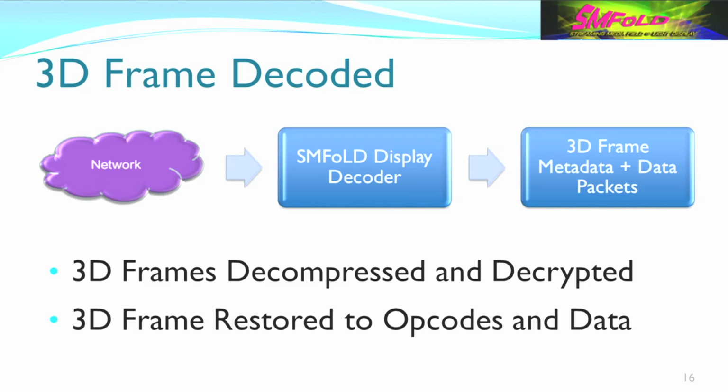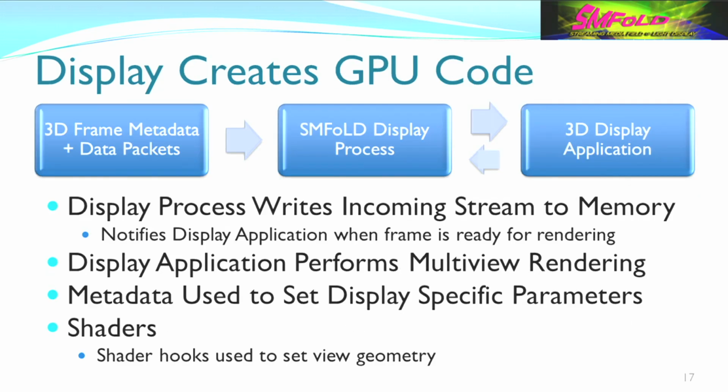On the display side, the frame comes in, gets decompressed and decrypted, and that puts it back into the same form the application put it in. And so that is restored to opcodes and data. Those opcodes and data are written into a memory buffer that the display application also has access to. Then the display application would perform the multi-view rendering as it needs. And then we have the metadata that is used to set display-specific parameters, and the shaders contain the hooks to utilize those parameters.